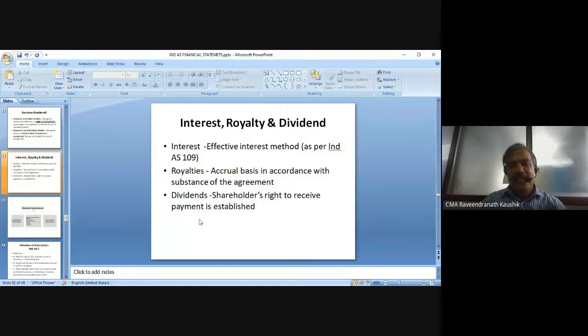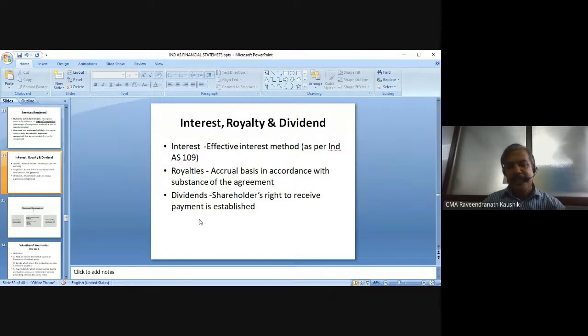Then the third thing is about interest, royalty, and dividend. Interest, effective interest method. There is a separate Ind AS 109 which talks about the effective interest method. So it needs to be recognized as per that Ind AS provisions. Now, in case of royalty, it should be recognized on accrual basis in accordance with the substance of the agreement. The royalty agreement clearly states what measurement they have used in order to recognize during each period of happening of that particular event or extraction or whatever it is. So depending upon the agreement you have entered, you just recognize it on the accrual basis.